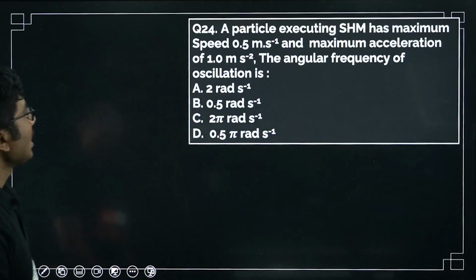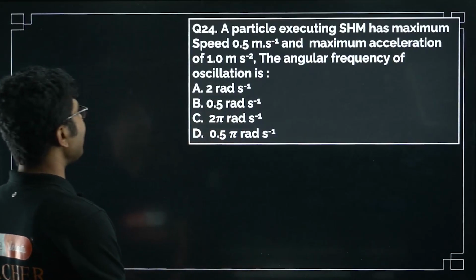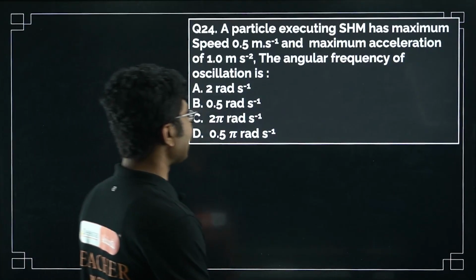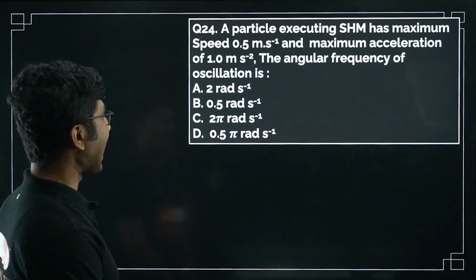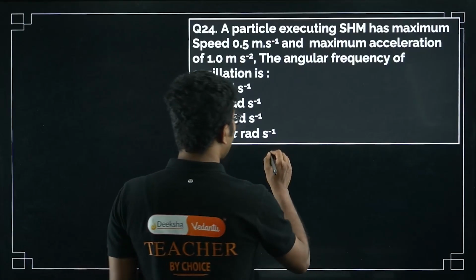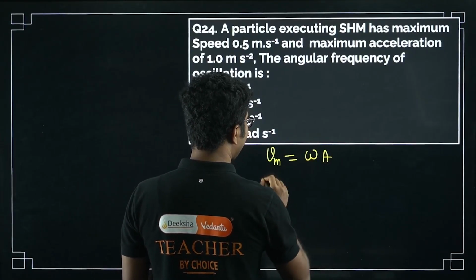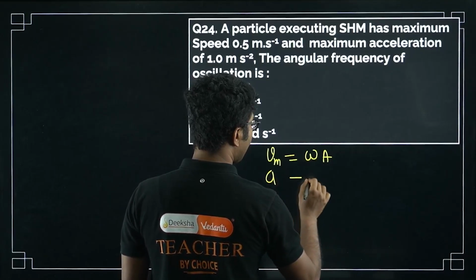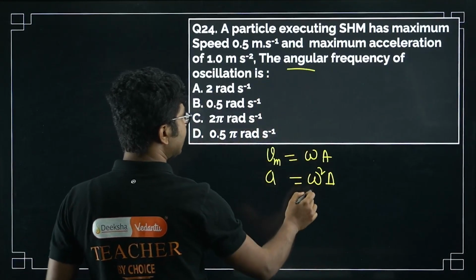Next question. A particle executing SHM has maximum speed of 0.5 meter per second and maximum acceleration of 1 meter per second squared. The angular frequency of the oscillation is? So we know that maximum speed is given by omega A, whereas maximum acceleration is given by omega square A. So we have to find the angular frequency, that is omega.